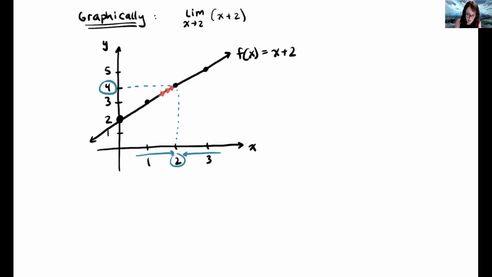From the other side, you can see that as we go along, so we're approaching 2 from this direction, as we just kind of march along the function here and hone in on x equaling 2, or getting closer and closer to 2, we're kind of just focusing in on this point here. And again, the y value there that we're approaching is 4. And so here's how that would look graphically.